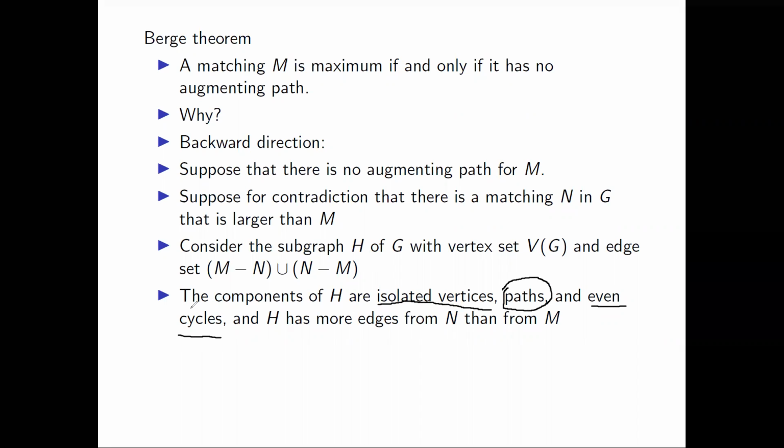So for the isolated vertices and the even cycles, if we think about how many edges from M and from N are used on these, well, on the isolated vertices, no edges are used because they're isolated vertices. On the even cycles, the same number of edges. Same number of edges from M and N on those even cycles.